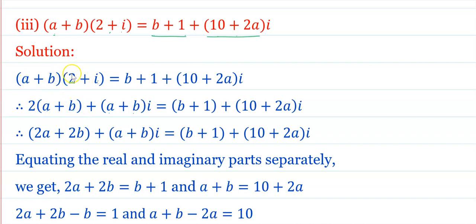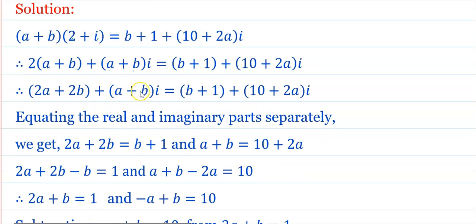Rather than multiplying with A or B, multiply first with 2, that is 2 in bracket A plus B, then multiplied with I into A plus B, that is A plus B into I. Now 2A plus 2B, plus A plus B, bracket complete, into I is equal to B plus 1 plus, next bracket, 10 plus 2A into I. Now equate real and imaginary parts. See this here, this is the real part, and next here this is the imaginary part. 2A plus 2B is equal to B plus 1.